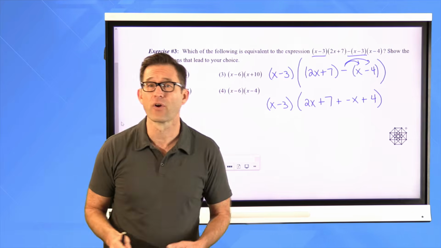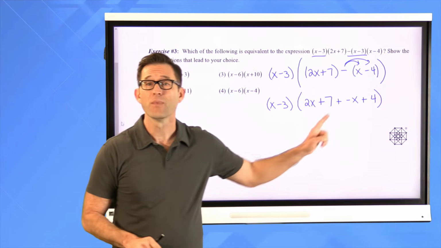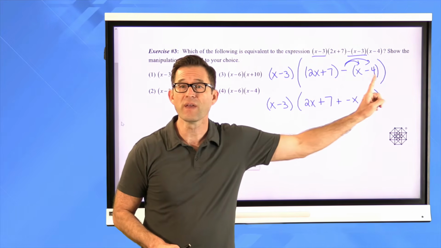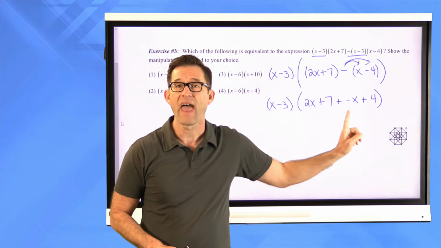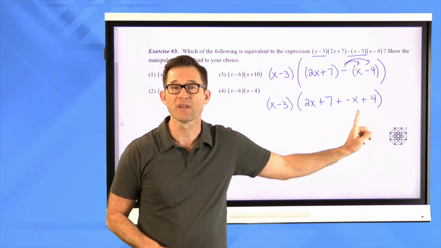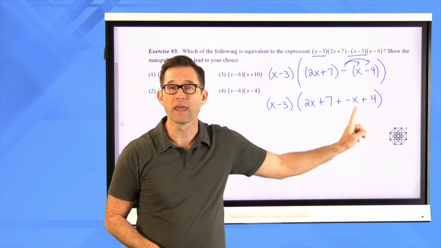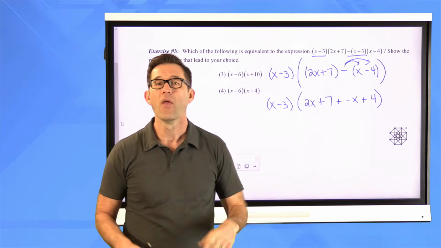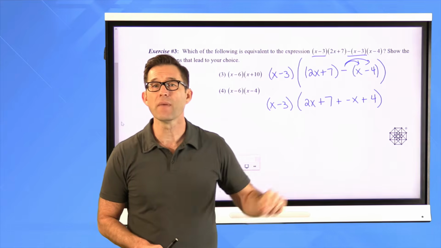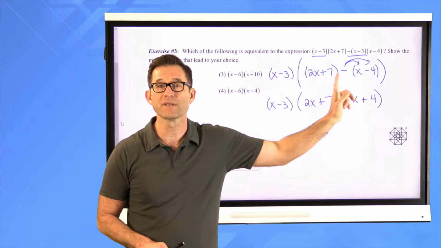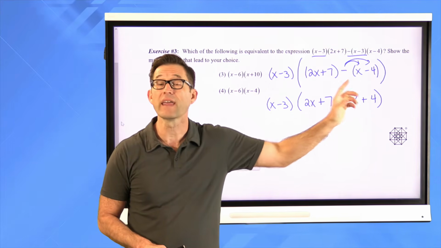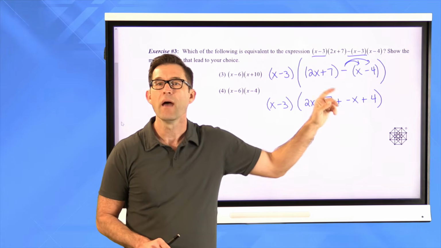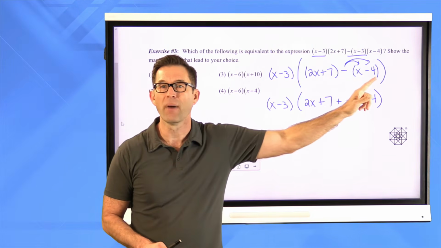And I want to break out for a minute because this is the real key. When you subtract something that's inside of a parentheses, everything changes sign. The positive x became a negative x. The negative 4 became a positive 4. The number one mistake that students are going to make here is that they're going to do a 2x minus x, and they're going to get x, which is correct, but then they're going to do a 7 minus 4.